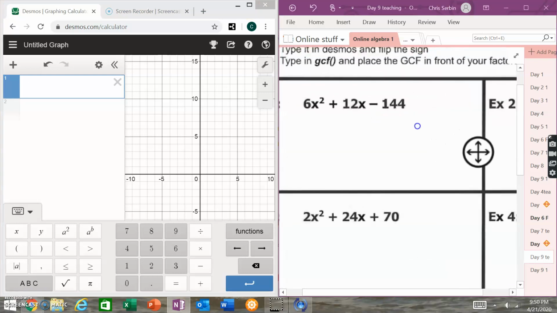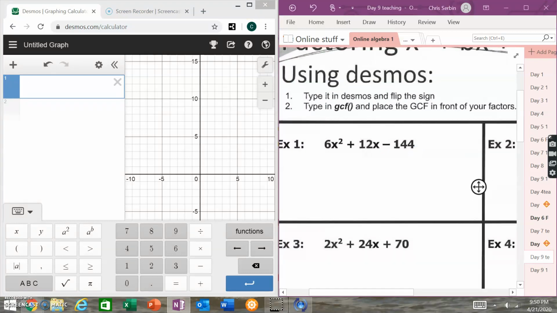So our instructions here say, using Desmos, type it, meaning the problem in Desmos, and flip the sign. And what that means is, like our factors in our parentheses, if it's positive 6, it becomes negative 6. And then type GCF and place the GCF in front of your factors. Now, we'll get to that step when we do. I'm going to go over 1 and 3 in Desmos.